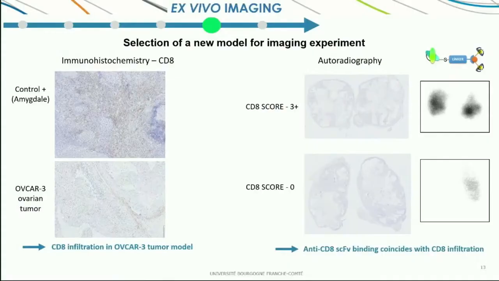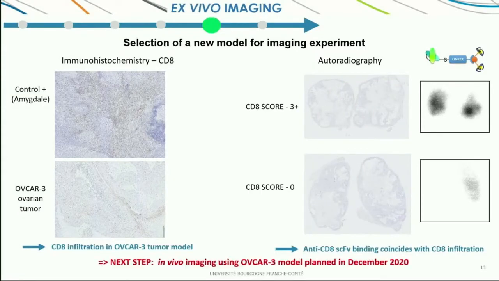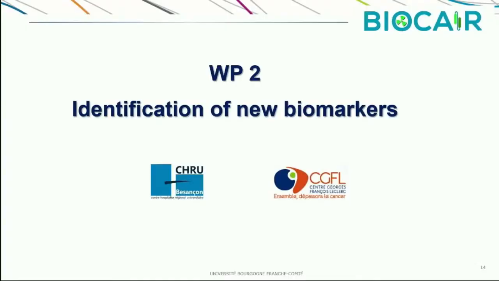So now we have validated, at least in vitro, that we have binding of our molecules on the samples. So now the next step is to do the in vivo imaging with these models, and the study is ongoing, and we expect the results in December, so in a few weeks from now. So the global strategy is more or less validated, and now we have to identify new biomarkers, and this part of the work is done by the clinical group at the CHR in Besançon or at the CHFL.